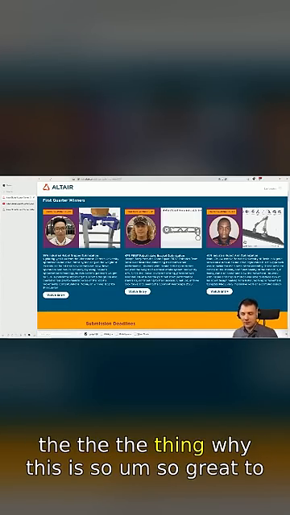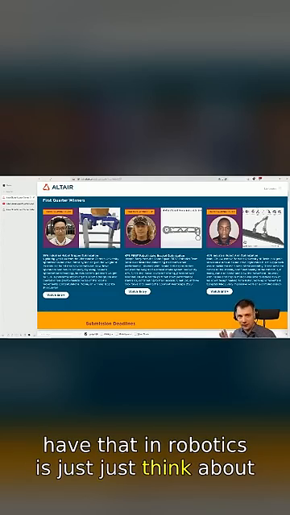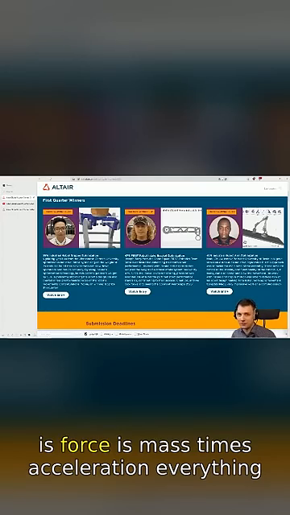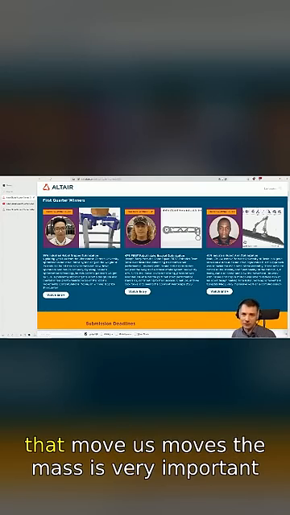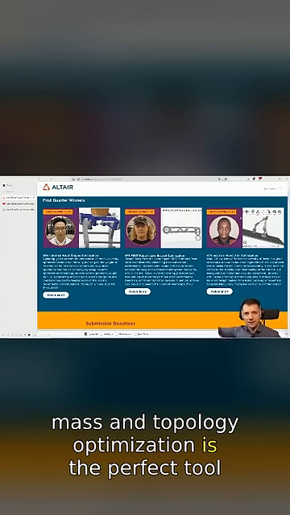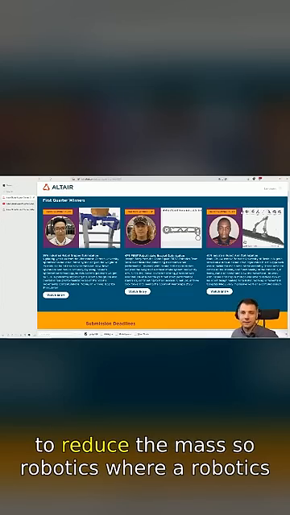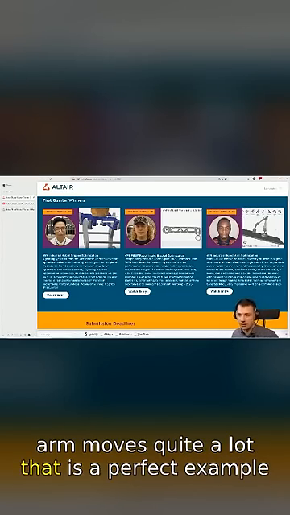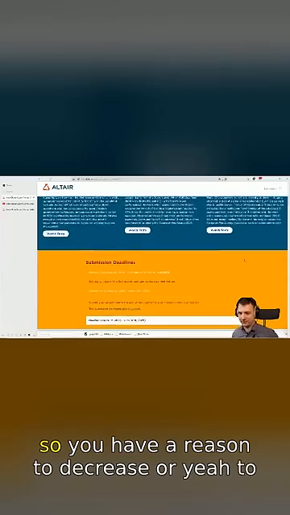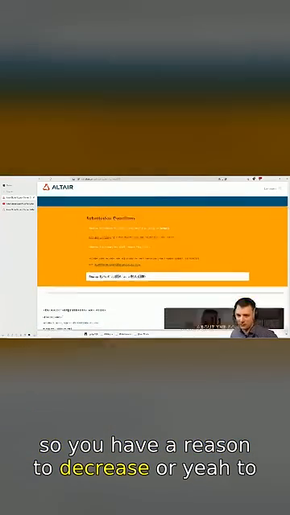Also, the thing why this is so great to have that in robotics is just think about moving parts. Moving parts, you know, Newton's axiom is force is mass times acceleration. Everything that moves, the mass is very important because it saves you energy if you can reduce the mass. And topology optimization is the perfect tool to reduce the mass. So the robotics, where a robotics arm moves quite a lot, that is a perfect example. Because it has bending and it also moves a lot, so you have a reason to decrease the mass.